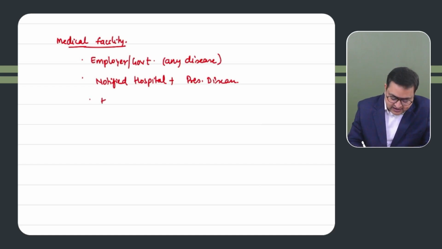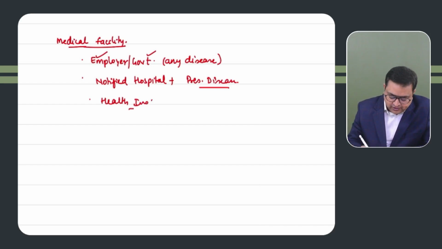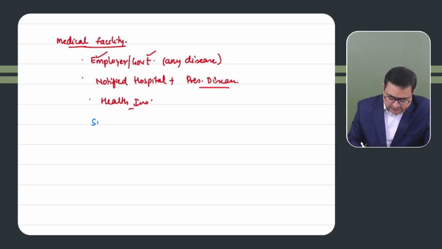Second thing is the health insurance policy. Life insurance is taxable, but health insurance policy premium paid by the employer is exempt, right? So please remember: employer hospital, government hospital, any disease, notified hospital, prescribed disease like tuberculosis, cancer, etc., and health insurance premium are exempt. But that is only for the assessee and their family members. Who are the family members? Spouse and children. Whether they are dependent or non-dependent, both are covered.